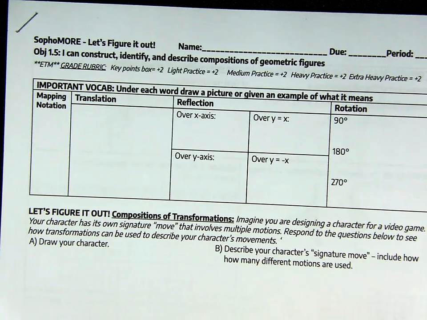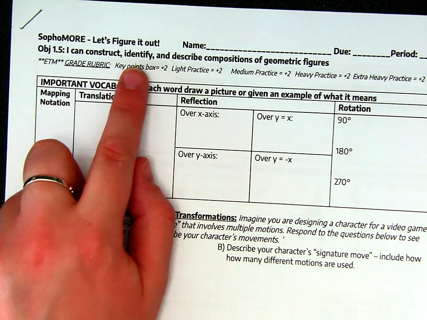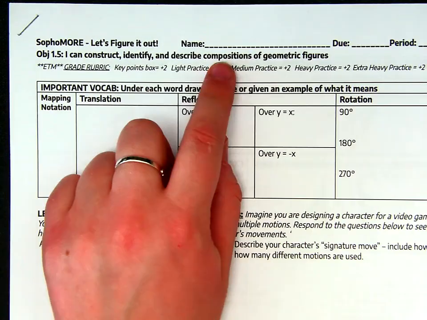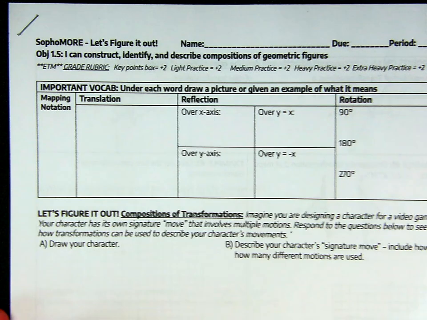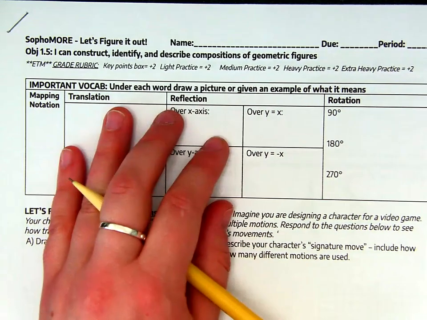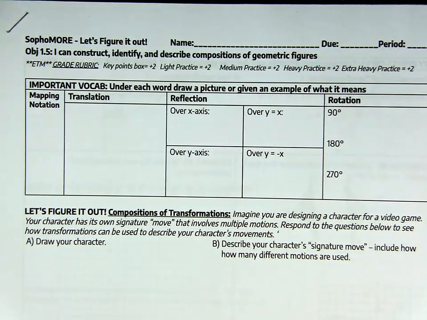Okay. Hello. So this lesson is about constructing, identifying, and describing compositions of geometric figures. You'll see this lesson is basically just putting together a lot of what we've learned about transformations. So let's start with reviewing some of the important vocab around transformations.